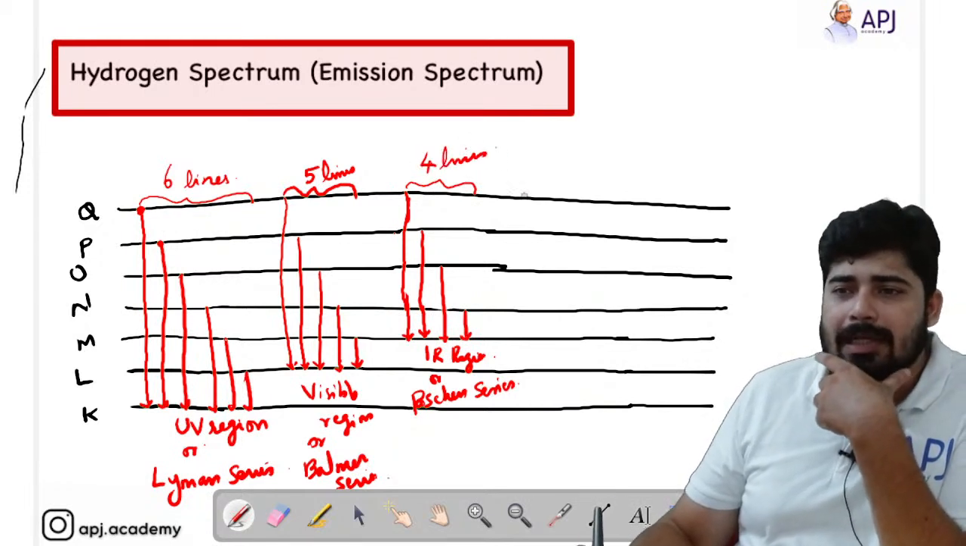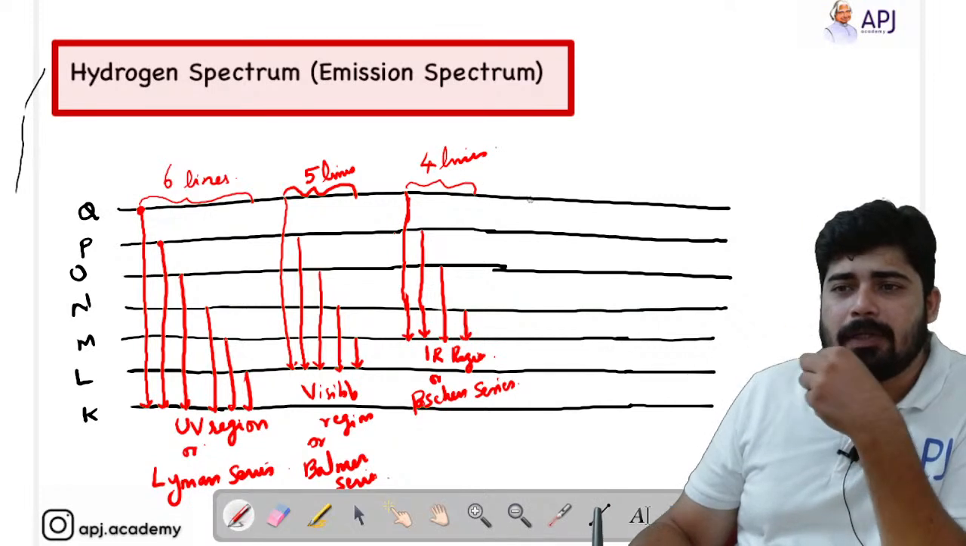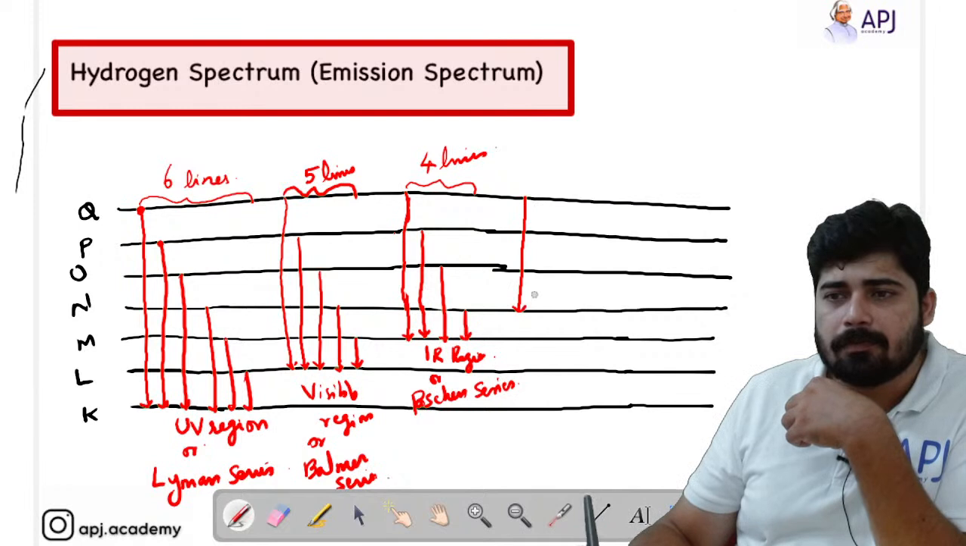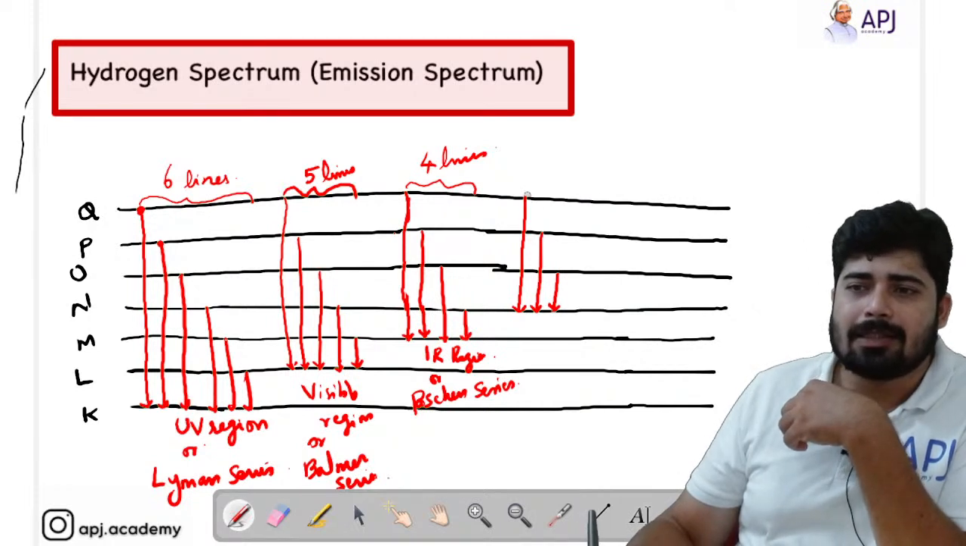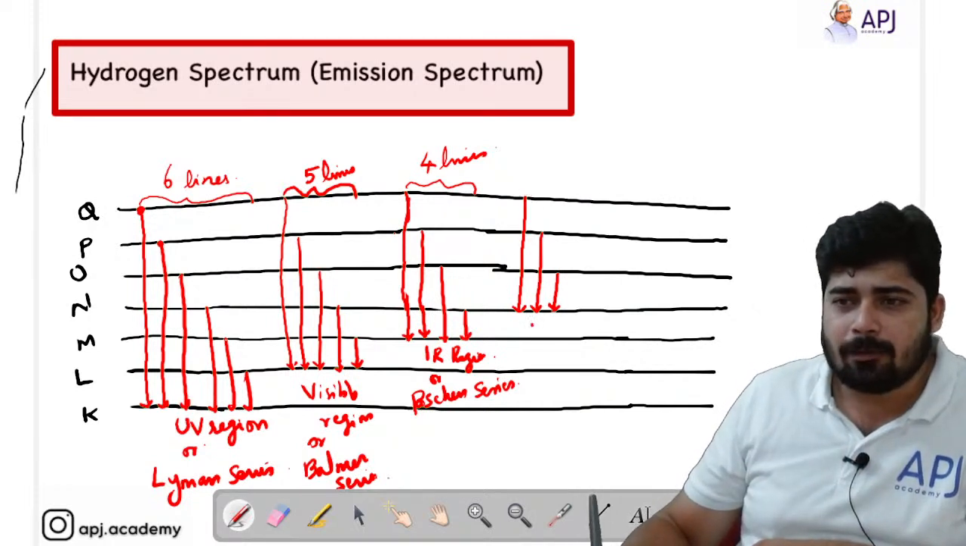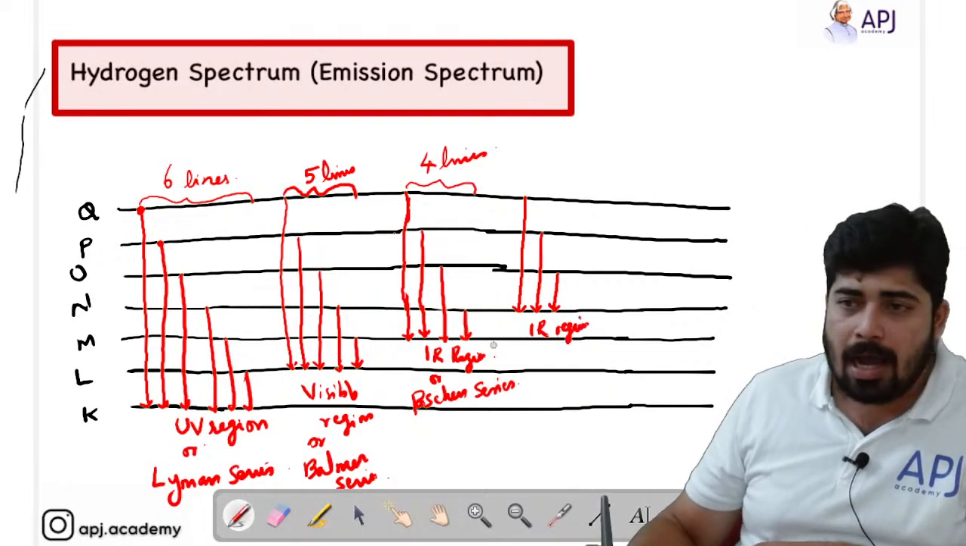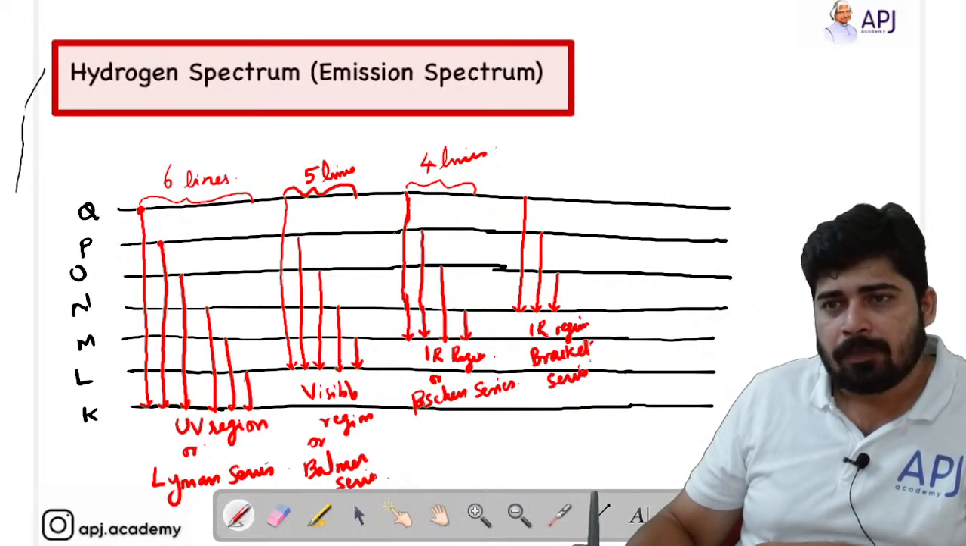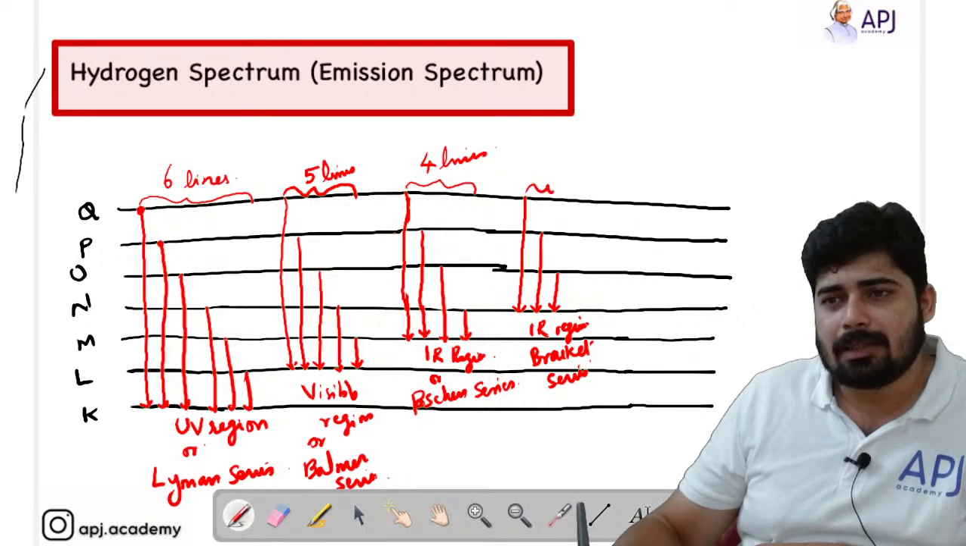Now let's move on to the next one. The next series will be if the electron jumps from the 7th shell, 6th shell, or 5th shell to the 4th shell. This series is again in the infrared region, and it is called the Brackett series. This series contains a maximum of 3 lines.